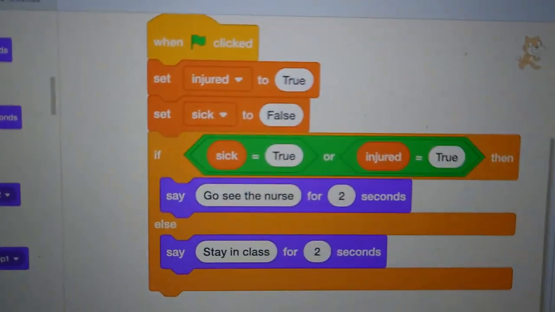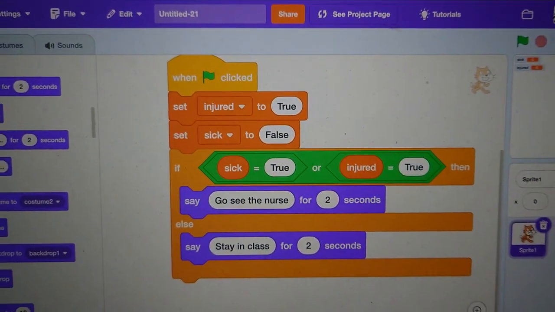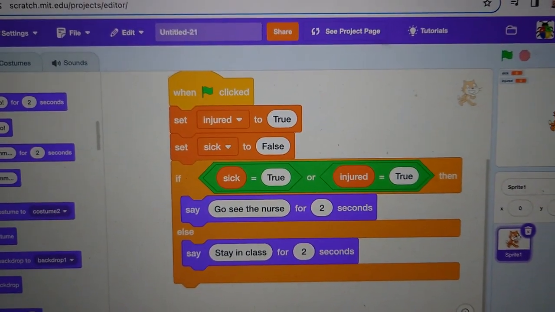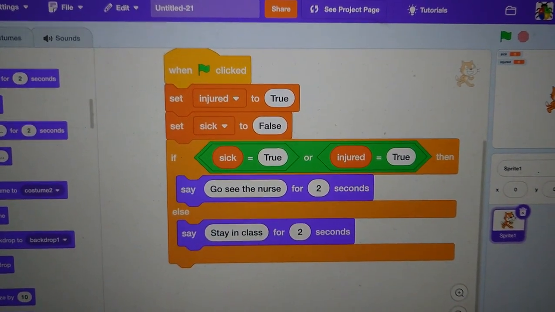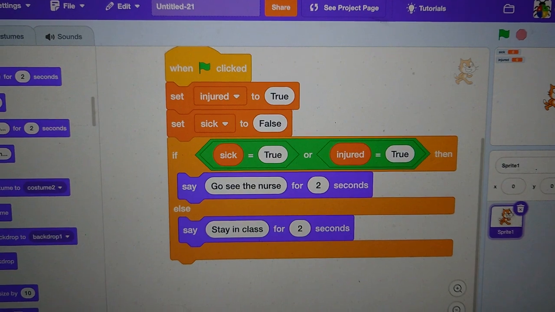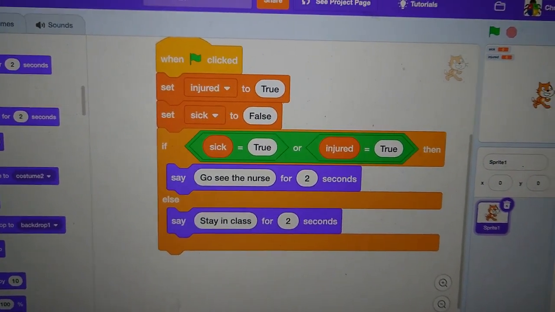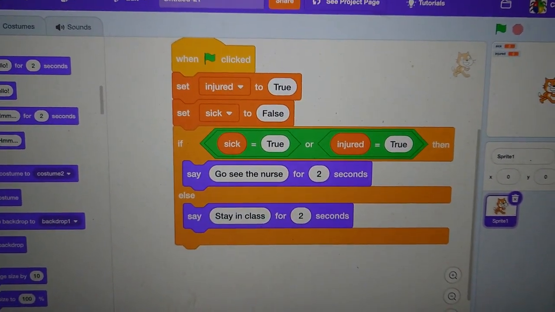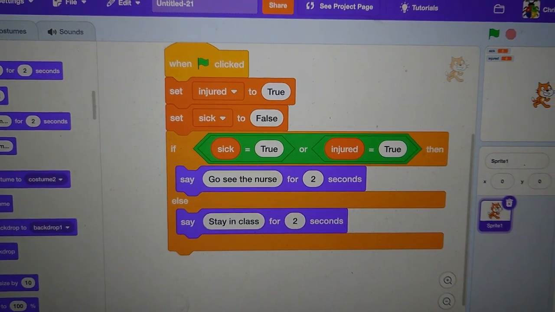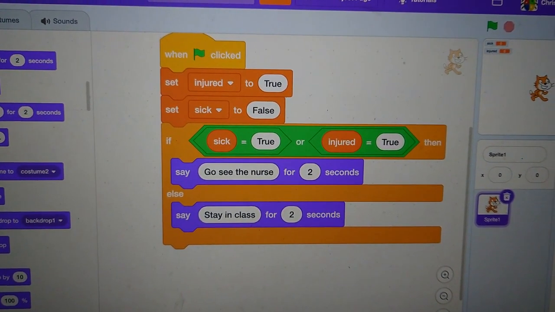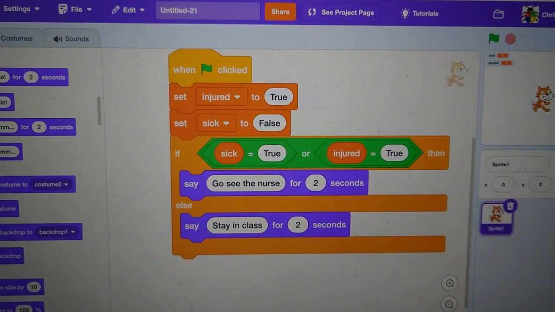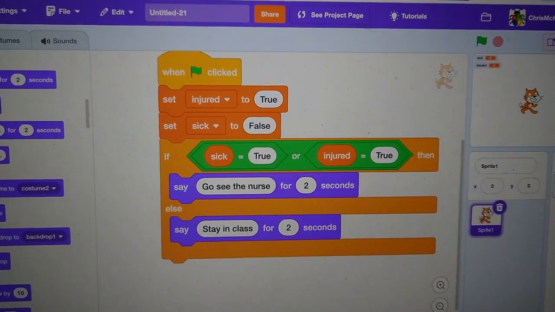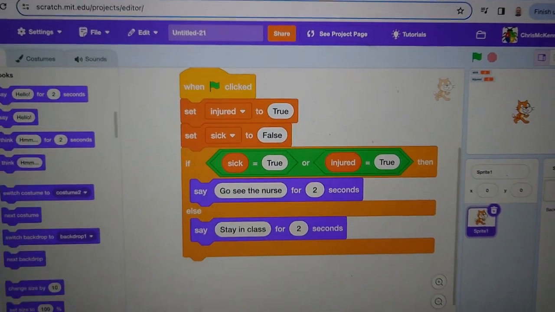Well, let's look at this Scratch code here. We've got two variables, injured and sick, and those are Boolean variables, so they're either true or false. If a person is sick or if they are injured, then they should go to see the nurse. Otherwise, they should probably stay in class. In this case, injured is true, sick is false, but that doesn't matter, because as long as one of them is true, then we output a true.